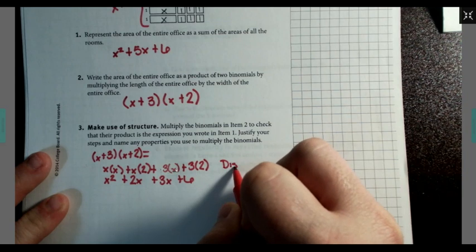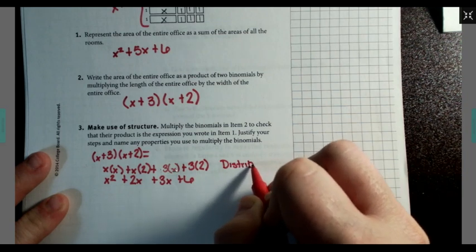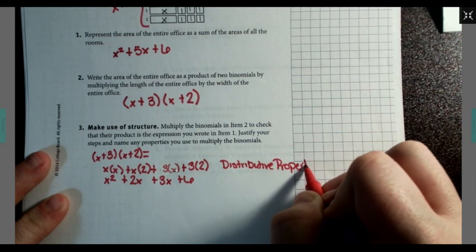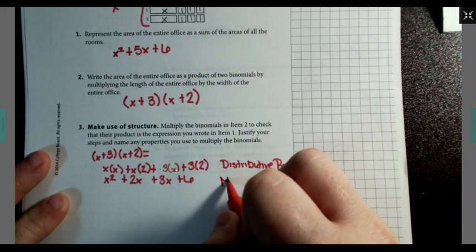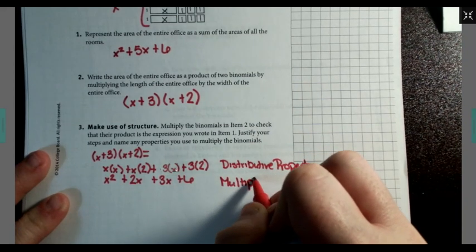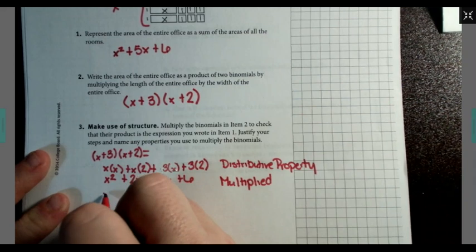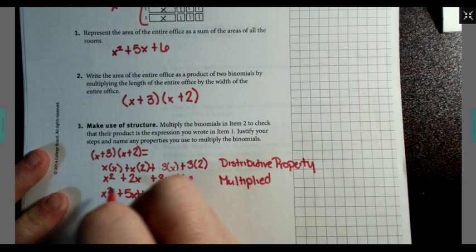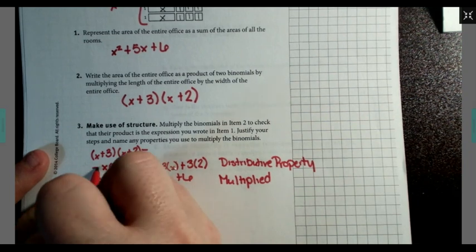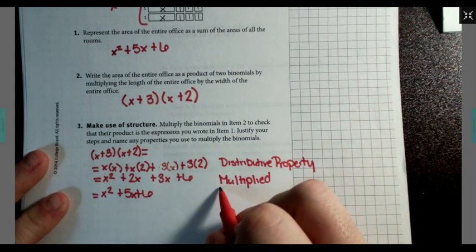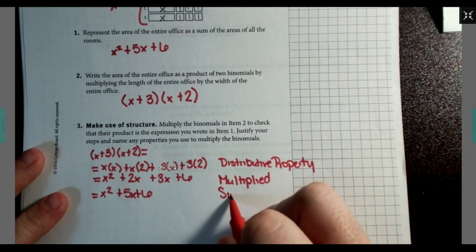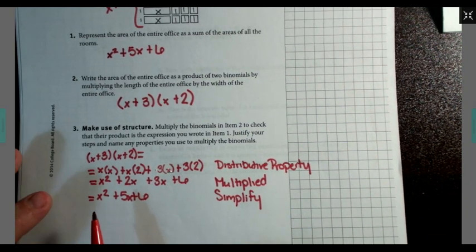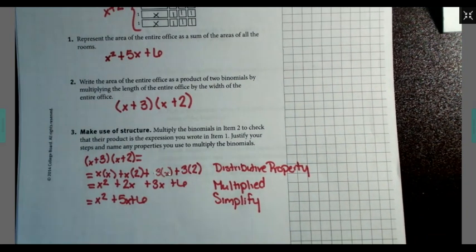So here I use the distributive property. Here we just multiplied. And now I have x squared plus 5x plus 6. And here, this was just simplifying. This indeed does equal the answer we wrote down for number 1.